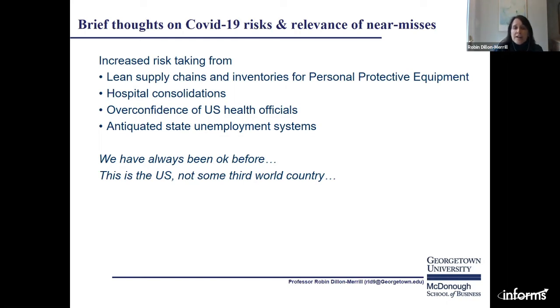Certainly overconfidence of our US health officials. If we look at the quotes from late January, early February, even early March, we think we can handle this. People are not recognizing the risk based on the fact that we've always been okay before. We've handled it before. We handled Ebola. If we could handle Ebola with the CDC, we can certainly handle this.